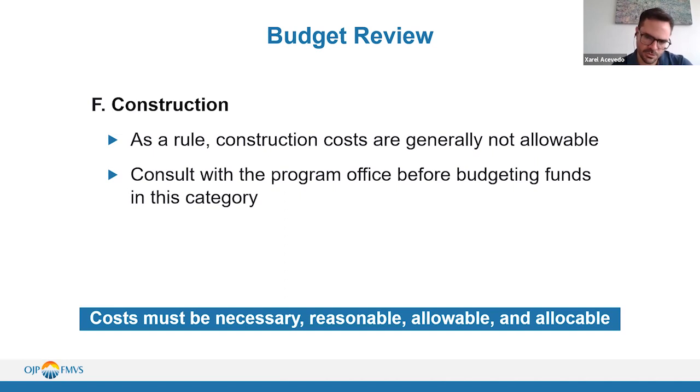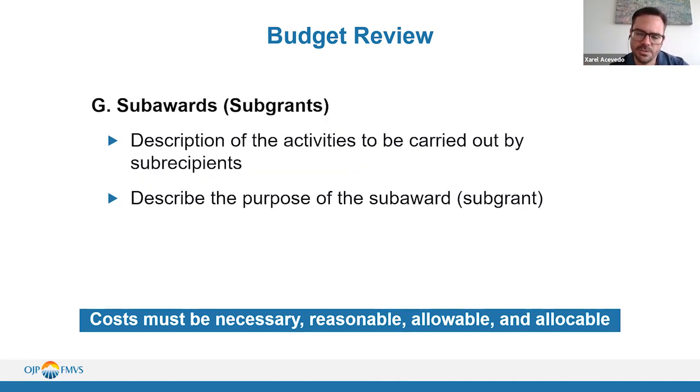All right, so we mentioned construction. The truth of the matter is that 99% of the time construction is not allowed. So we sort of present it here, but it's very, very rare. Now, like I said, for all budgets and categories, you need to justify why you need them. Okay. All right. So then the next category is subawards and subgrants. Right. If you're going to give money to your subrecipients, you need to specify that in your budget. Okay.